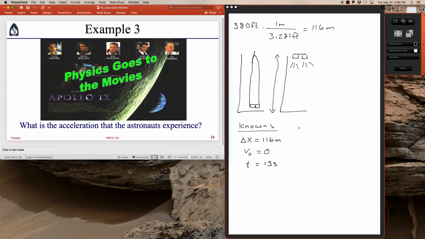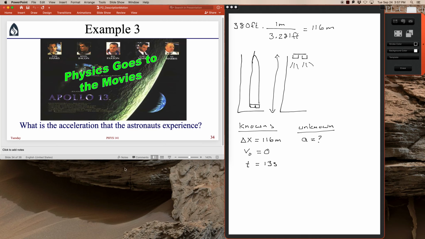Then we write down our unknown. What is the thing we're trying to find? The problem is asking us about acceleration. So that's what we want to know. Okay, so now that we've written down the list of knowns and unknowns, we should pick out one of our constant acceleration equations to use to solve the problem.